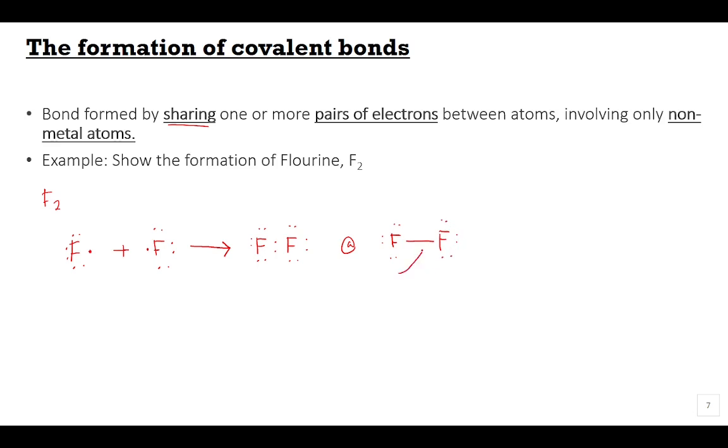Now what happened is this is what we call bonding pair, the electrons that are used for bonding. And the ones that are not used for bonding, all these, and even this one, we call lone pair or non-bonding pair. Anything that is not used for bonding pair, we call that lone pair.